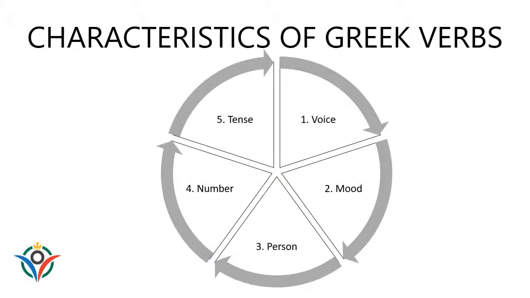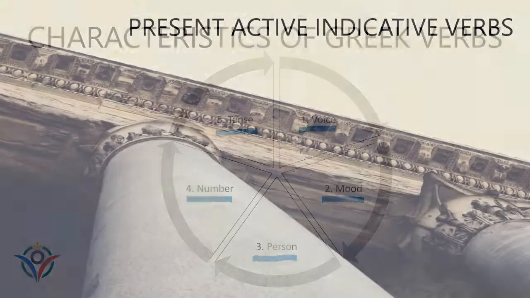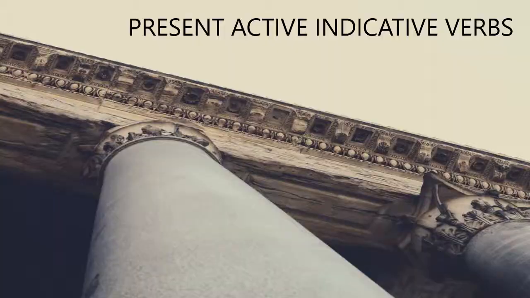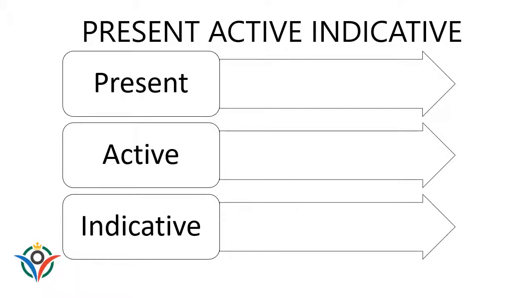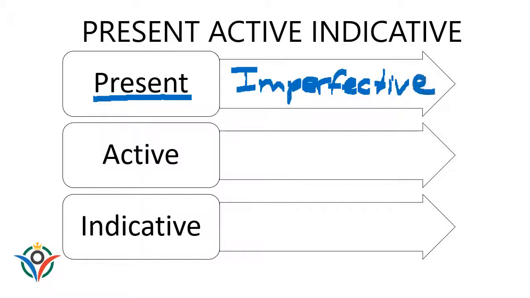Now that we have been introduced to the Greek inflectional verb system, let's remind ourselves of the characteristics of Greek verbs. They have voice, mood, person, number, and tense. So today we are going to learn the present active indicative verb endings. All right, so present tense form is related, if you remember, to the imperfective verbal aspect, where the action is viewed as ongoing or as in process.